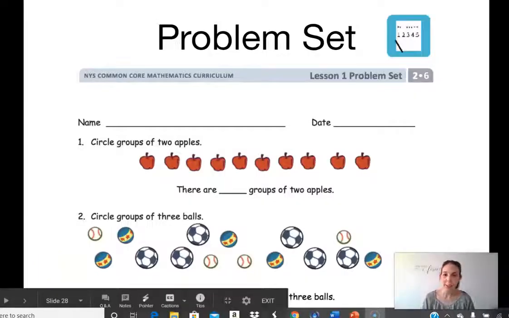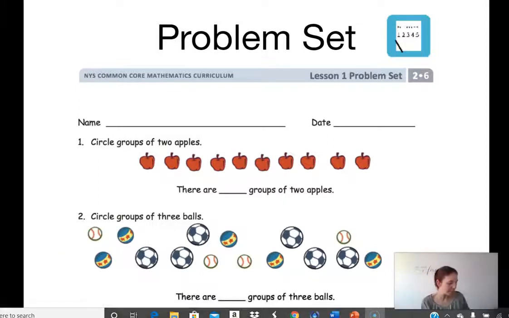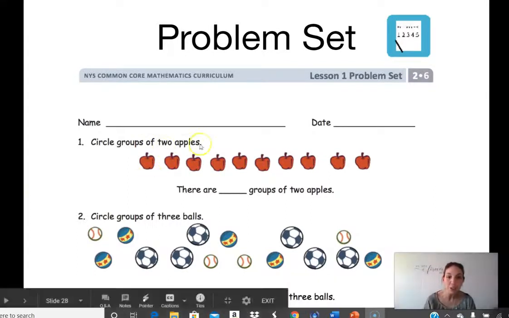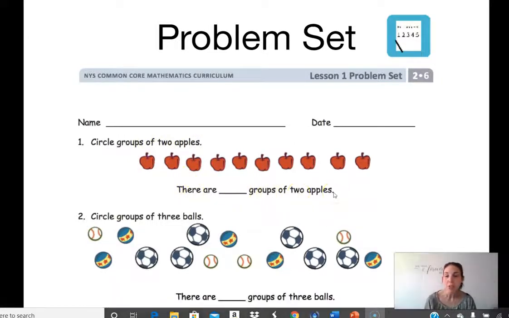Here is an example of what your problem set is going to look like. You guys are going to work on your problem set today as your exit ticket. And unfortunately, because we're on the computer, and I don't really know how to help you guys do this, you can't really circle your groups of apples. But you're looking, it says circle groups of 2 apples. There are blank groups of 2 apples. So what you can do if you want to is you can draw circles.